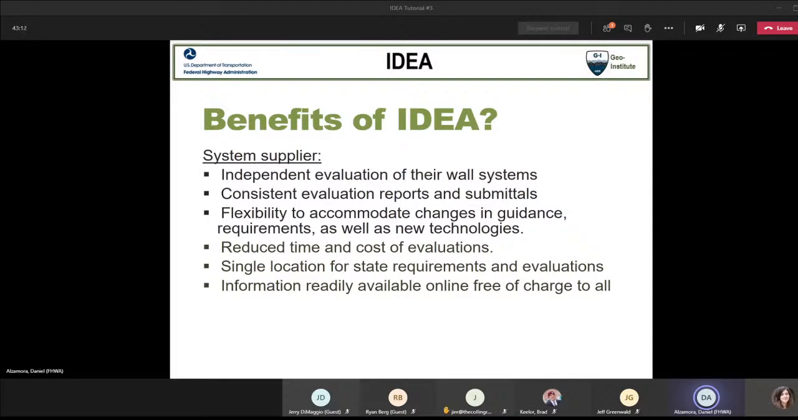Again, you can promote these evaluations to your clients as a single location for all of these evaluations, as well as what's required by the states in this particular case. And again, it's free of charge to everyone. So it's not just for the DOTs or federal highways, it's for everyone. This information will be available to all for free. So you can direct anybody to that site to get these reports.